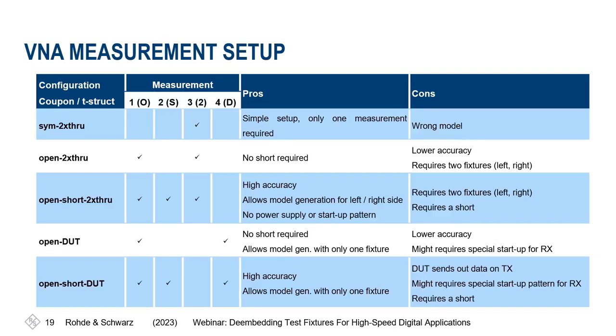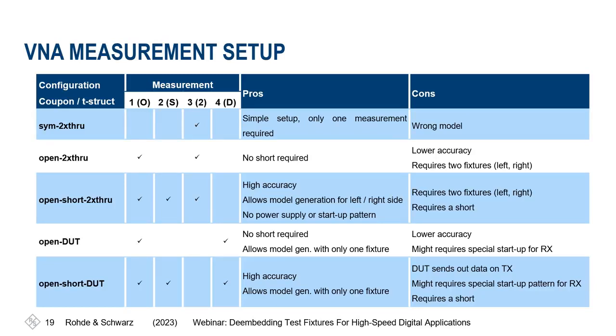What I can tell you up front is that the symmetrical 2x through configuration gives you a wrong model. It's a simple setup. Only 1 measurement is required, but it will not give you a good result. The next is the open 2x through, which requires an open measurement and 2x through. There's no short required. It has a little bit lower accuracy, but it requires 2 fixtures, left and right.